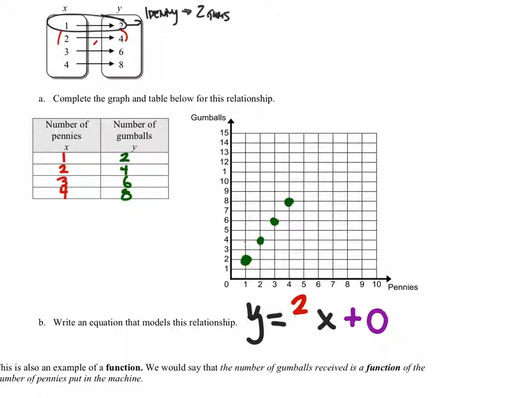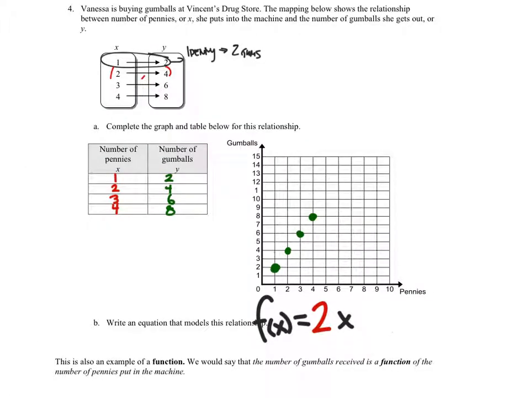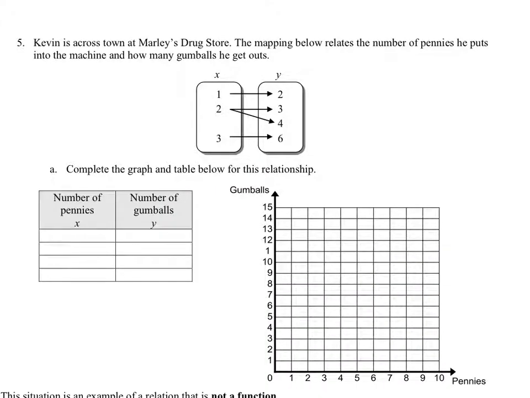Which also means that we could go in here and change this equation, which you guys love, into a function. Bam. Let's change this 2x to make it look a little bit prettier. By the way, you don't really need the plus 0 either. That's not really important. This is also an example of a function. We know it's a function because they said at the bottom, we would say that the number of gumballs received is a function of the number of pennies put in the machine.